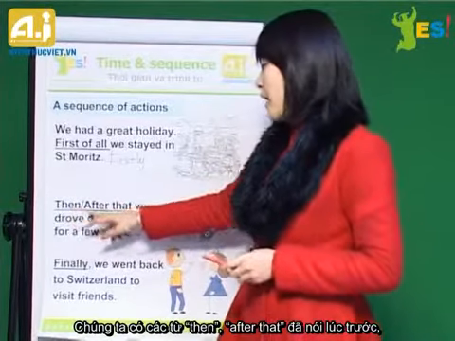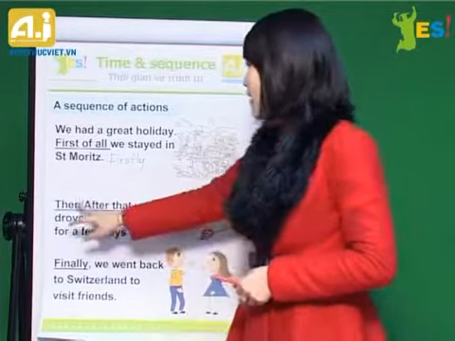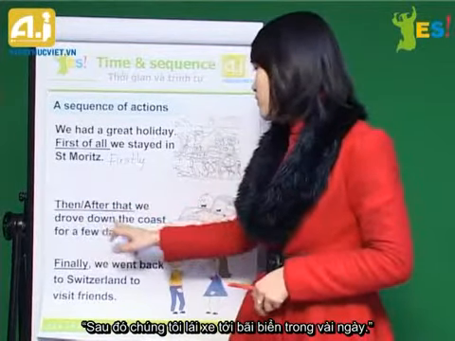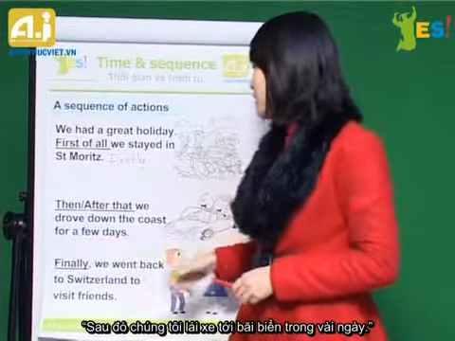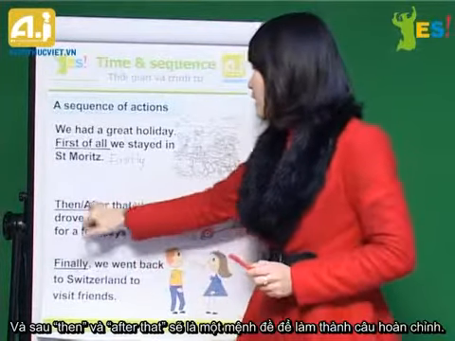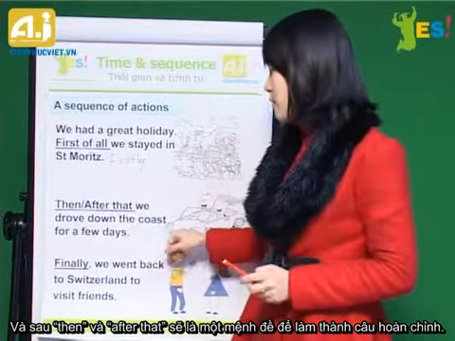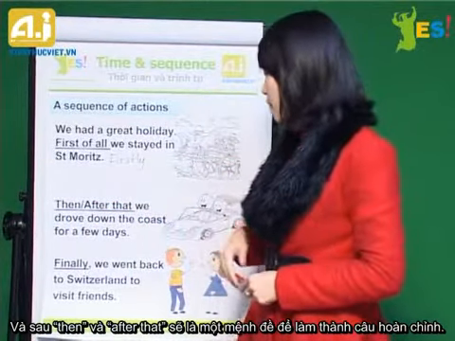We have the words "then" and "after that". We have talked about these words before. Then and after that: we drove down the coast for a few days. So you can use "then" or "after that", it is fine. And here we say "then" and "after that" and then a clause, okay? So that makes a whole sentence.